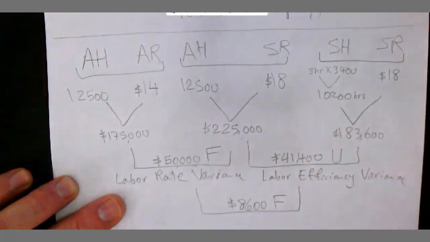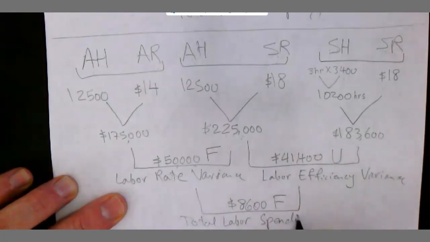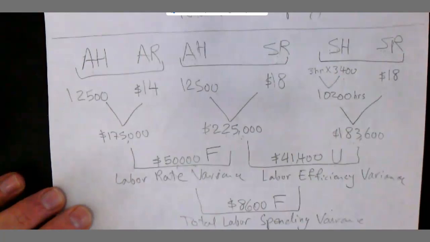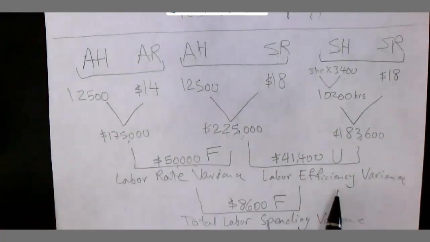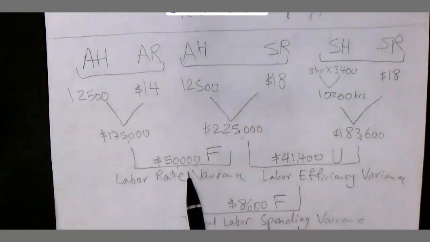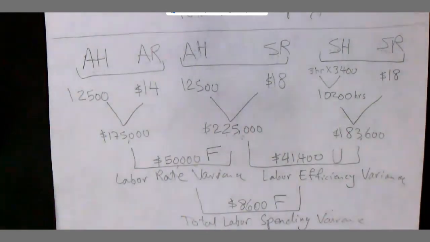So total labor spending variance was favorable by $8,600. Labor efficiency variance was unfavorable, but labor rate variance was favorable by $8,600, more than unfavorable of $41,400.